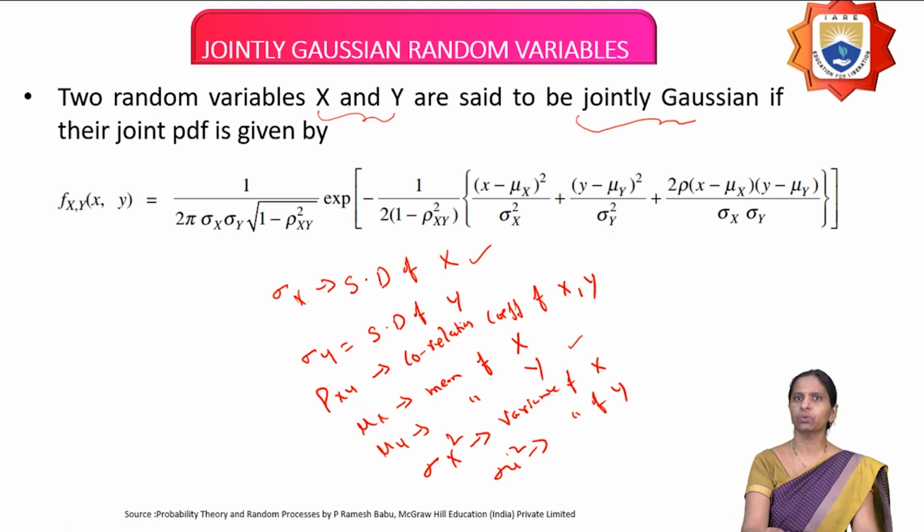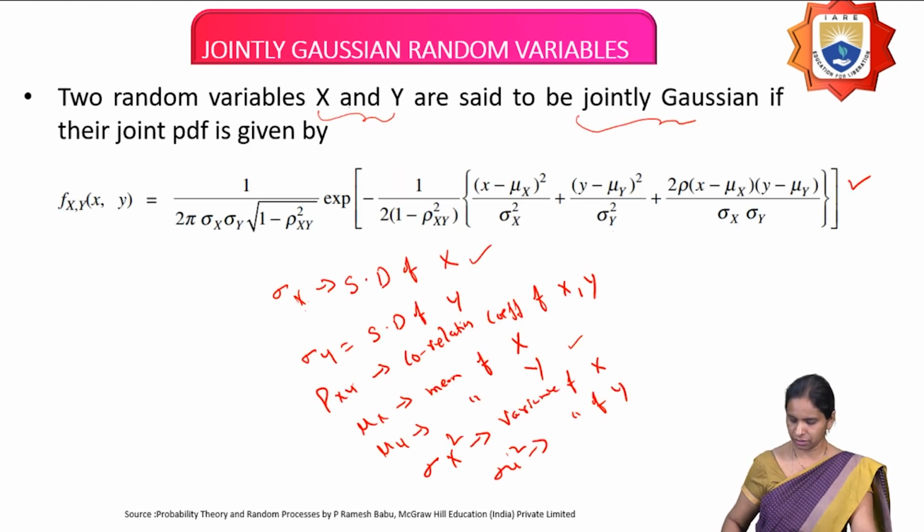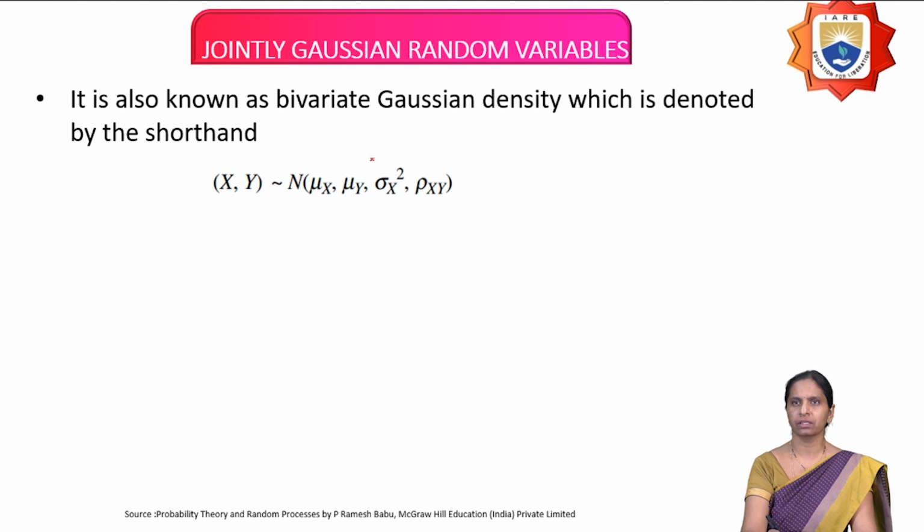Therefore, two random variables x and y with means mu x and mu y, variances sigma x square and sigma y square, standard deviations sigma x and sigma y, and correlation coefficient rho xy are said to be jointly Gaussian if they have this joint density function form. So fXY(x, y) is the formula for the joint density function of two Gaussian random variables.